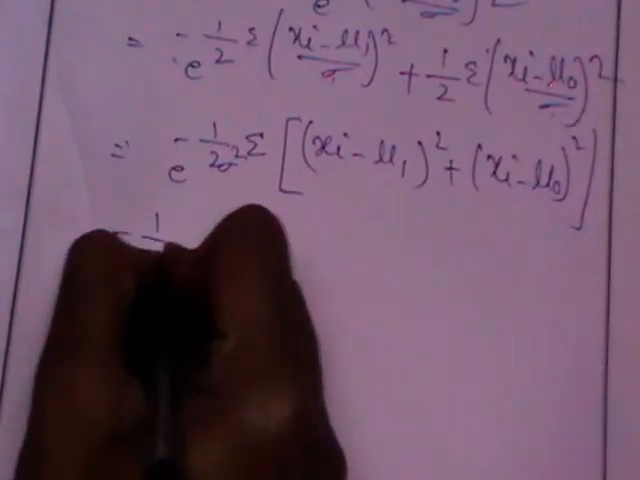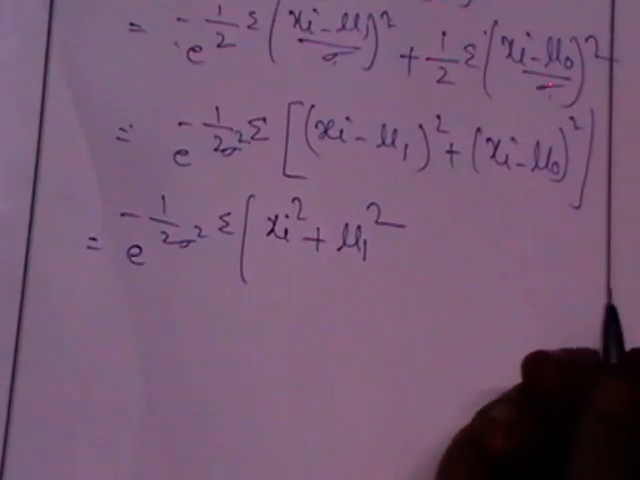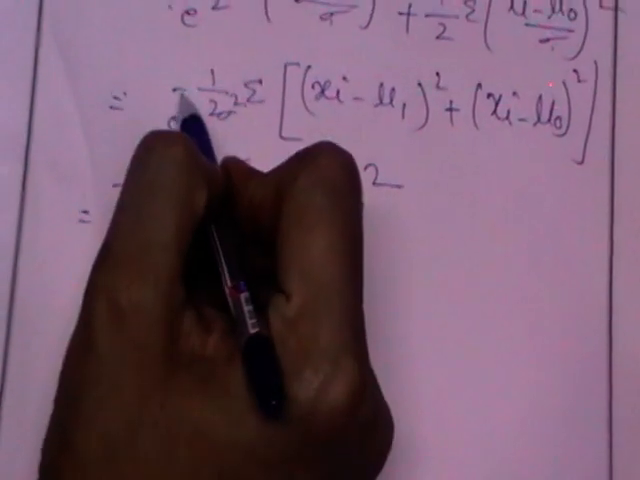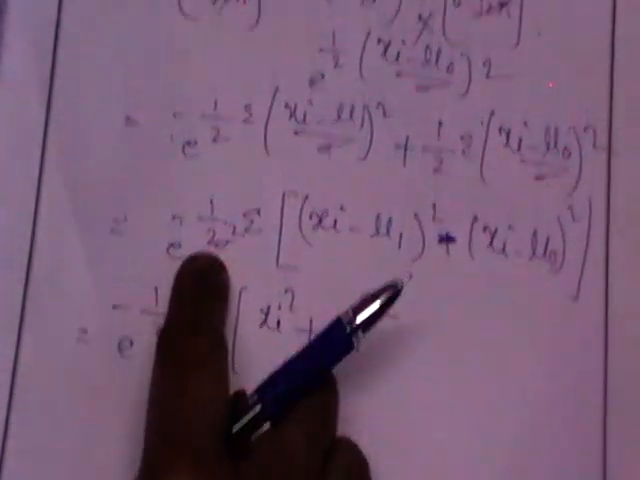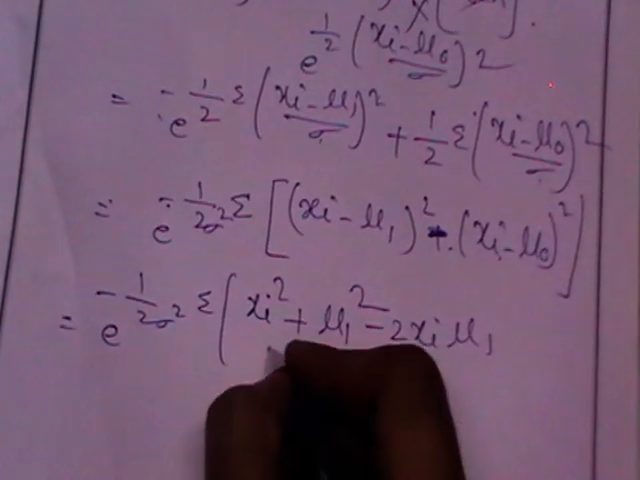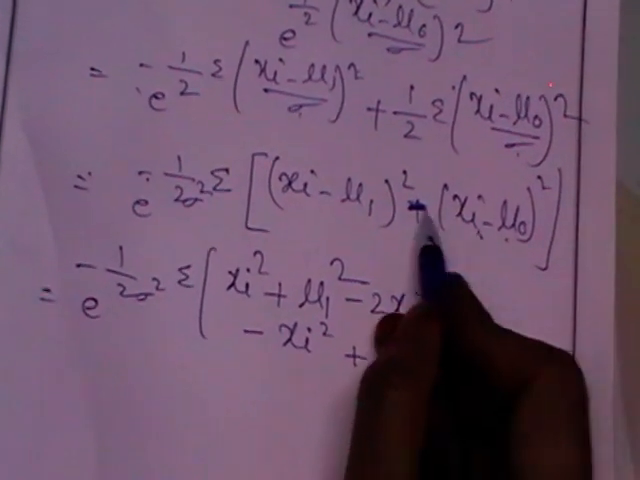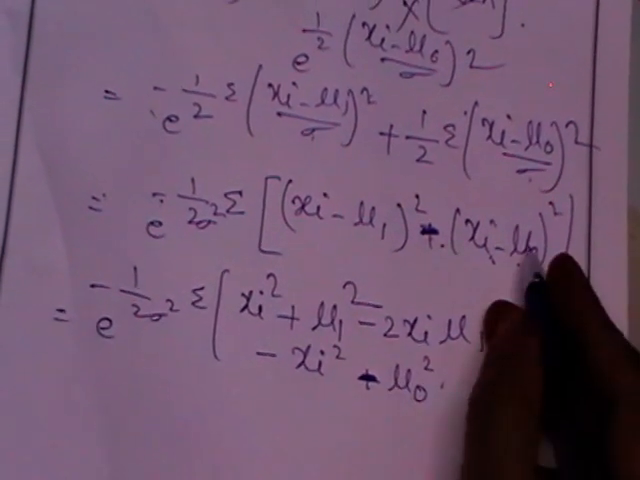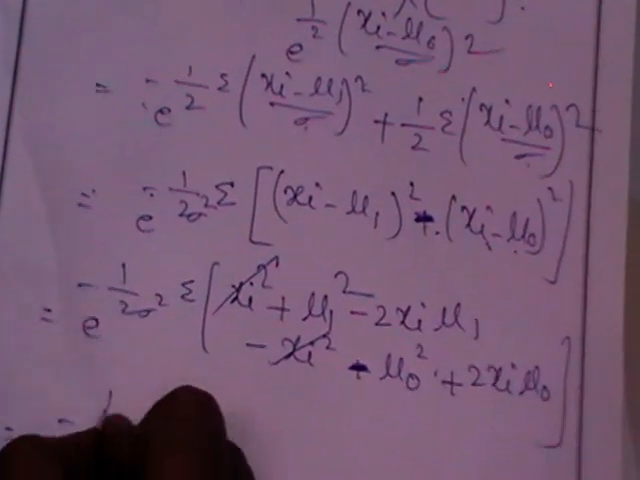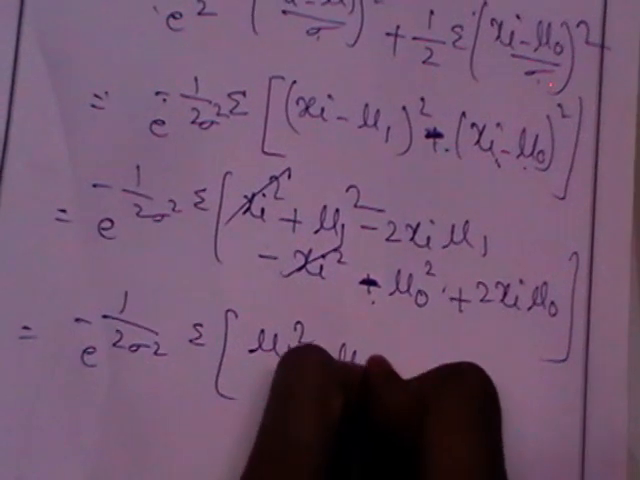Let's again expand using the identity (a minus b) whole square and (a plus b) whole square. It will be xi square plus mu 1 square. If I take out minus 1 by sigma square, you'll be here with minus. So minus 2 xi mu 1, and here minus xi square, plus mu naught square, and minus 2 xi mu naught. So here xi square are going to cancel, leaving 1 by 2 sigma square times mu 1 square minus mu naught square.